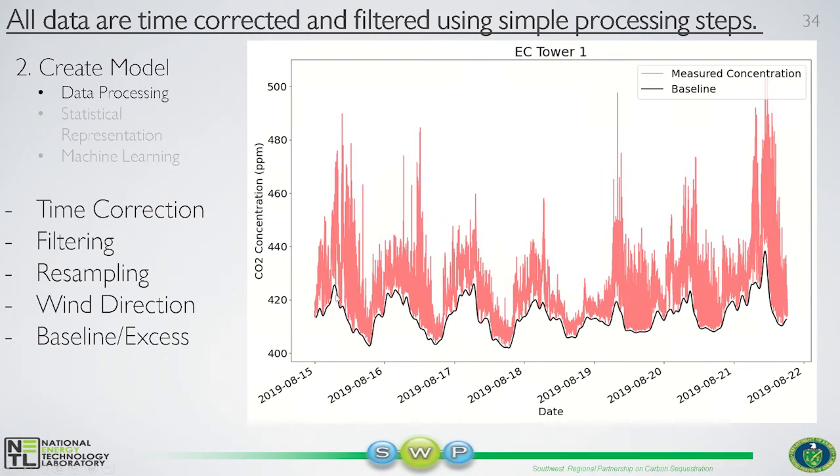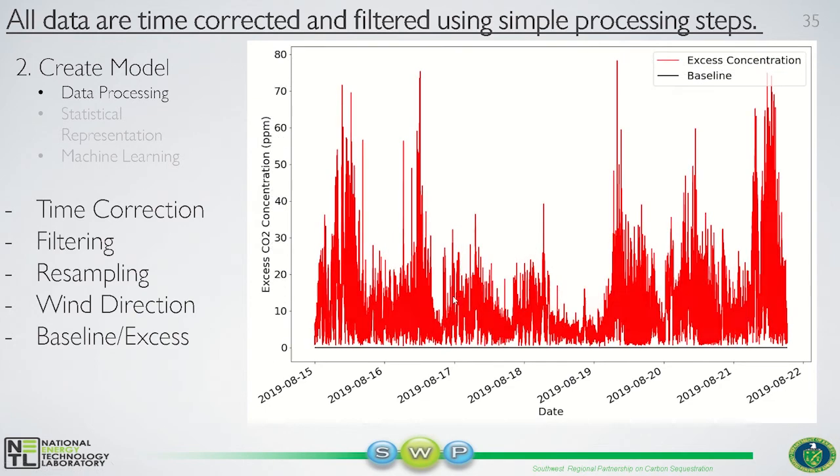Using a rolling minimum baseline, we can remove these broader daily trends and focus on these excess concentrations, those spikes and noise that we think emanate from the source.